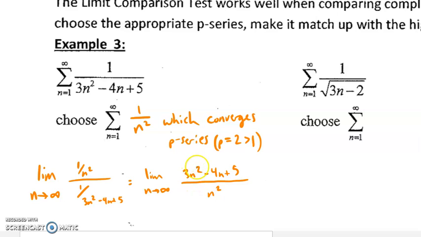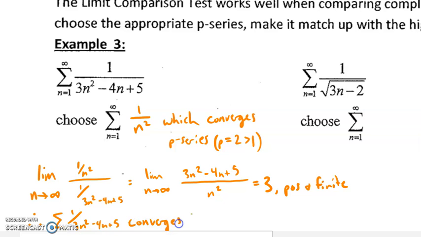And look at that. We've got the same degree on the top and the bottom. That's because we picked this. We knew that was going to cause this to happen. And so we only look at the most significant terms, and we get 3n squared over n squared, which reduces to 3, which is positive and finite. Therefore, because that limit is positive and finite, we can conclude that the original series does the same thing as the compared series. In other words, in this case, it converges by the limit comparison test.